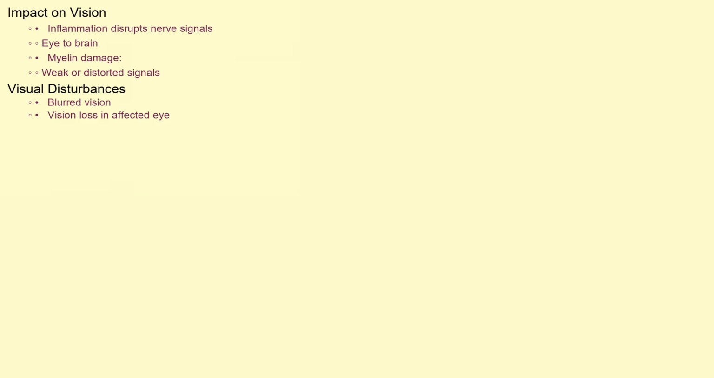Now, let's break down how this attack affects your vision. The inflammation caused by the immune system disrupts the nerve signals traveling from the eye to the brain. Myelin's job is to speed up these signals, so when it's damaged, the signals become weak or distorted. This disruption results in various visual disturbances, from blurred vision to complete loss of sight in the affected eye.